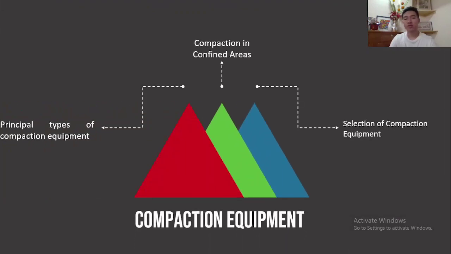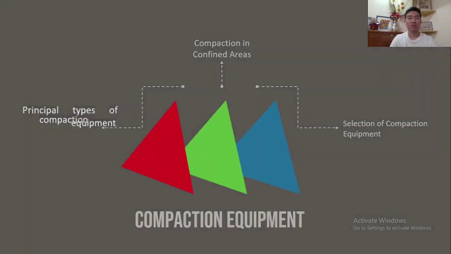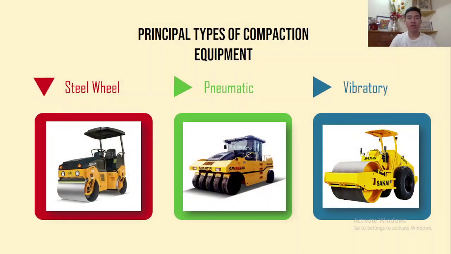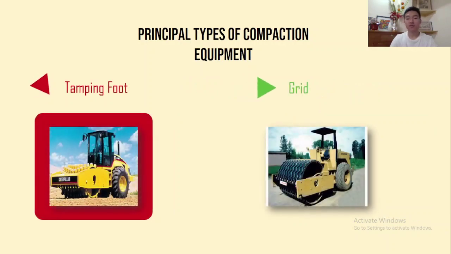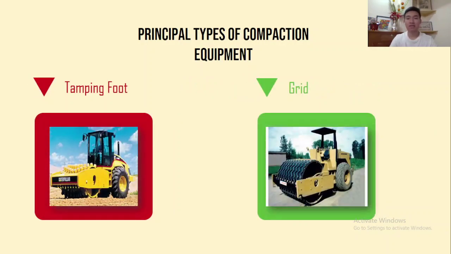Now let's proceed to compaction equipment. Under compaction equipment, we have principal types of compaction equipment, the compaction in confined areas, and the selection of compaction equipment. The principal types of compaction equipment are the steel wheel, pneumatic, vibratory, the tamping foot, and lastly the grid.